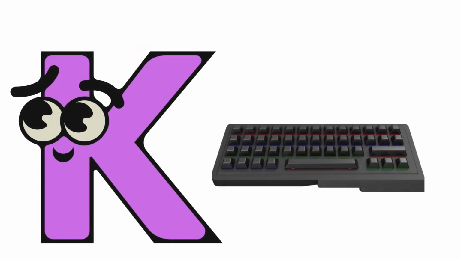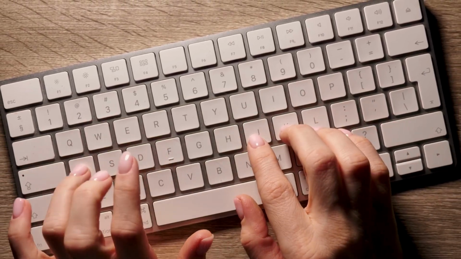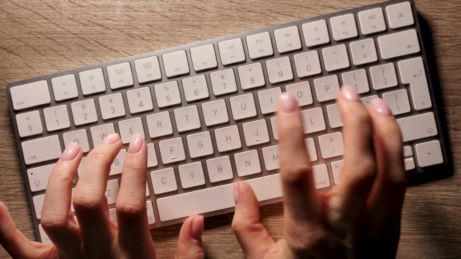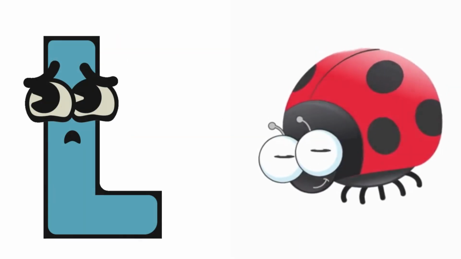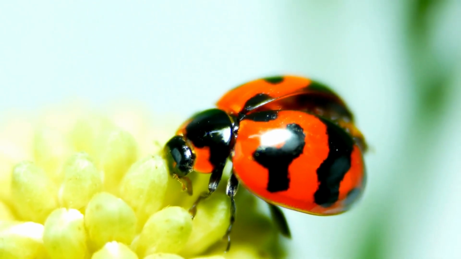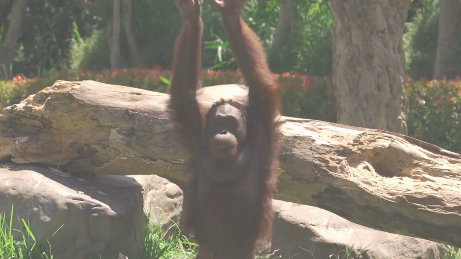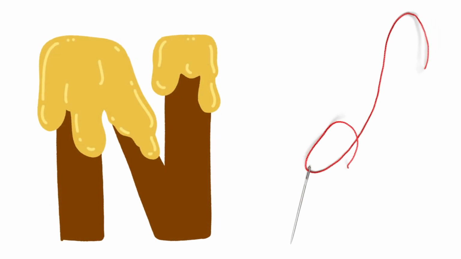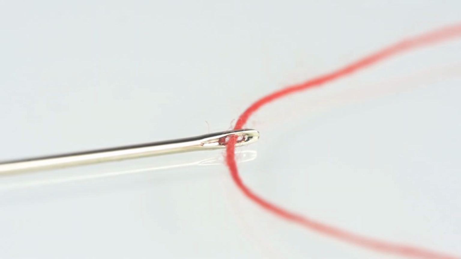K is for keyboard, keyboard, keyboard. K, keyboard. L is for ladybug, ladybug, ladybug. L, ladybug. M is for monkey, monkey, monkey. M, monkey. N is for needle, needle, needle.